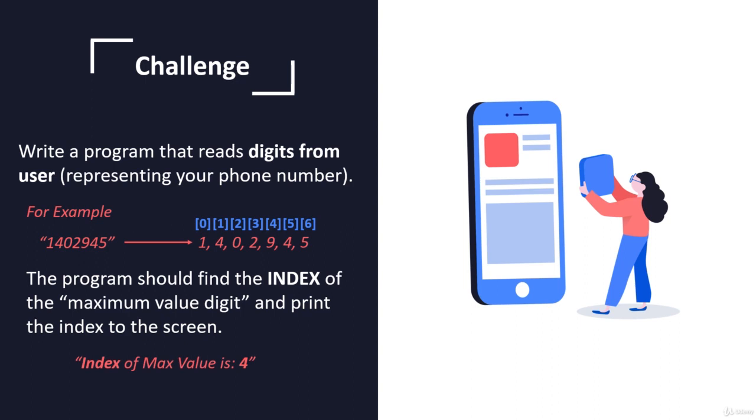right? The maximum value is 9, but its index is just 4. So once again, previously we found out the maximum value, and now we want to print out to the screen the index of that value. A similar exercise with the digits from your phone number, except for the two changes we've just added. So let's give it a try, shall we?